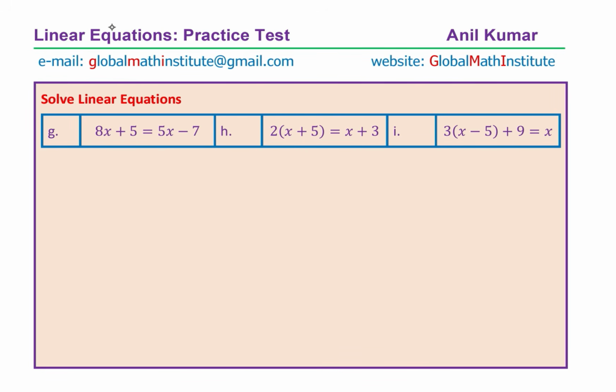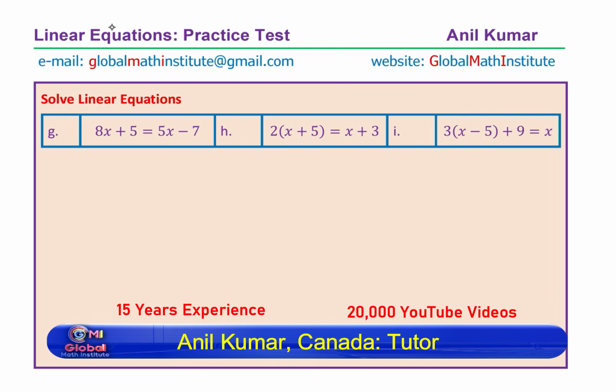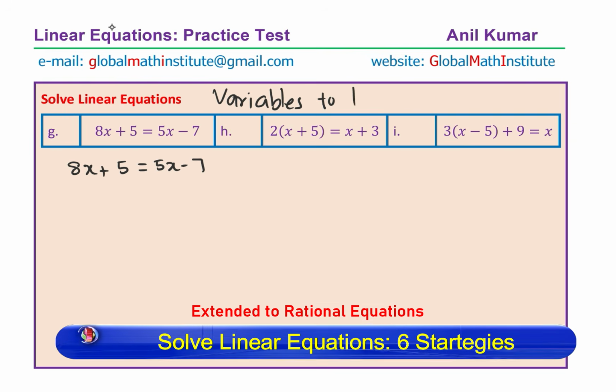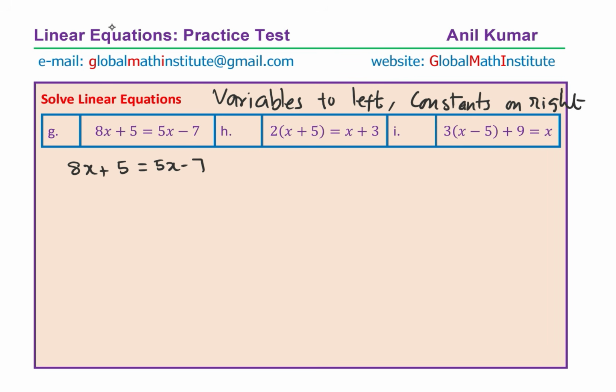Now what we have done in this set of questions, we have placed x on both sides of the equation. So when you have both sides involving x, you have to bring them on one side. That is an additional step which is required. So let's perform the operations on the very first one, which is 8x plus 5 equals 5x minus 7. So transpose, right? We'll keep variables to the left, constants on the right.